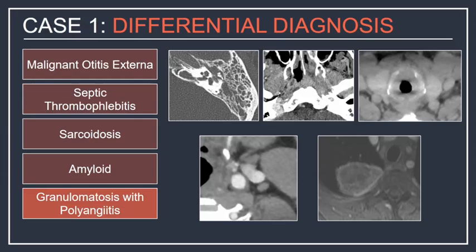The final condition on our differential diagnosis was granulomatosis with polyangiitis. We favored GPA because of the constellation of imaging findings, particularly those found in the lungs. Our patient presented with their otologic manifestations of disease, which is less common than the more typical presentation of sinonasal involvement.